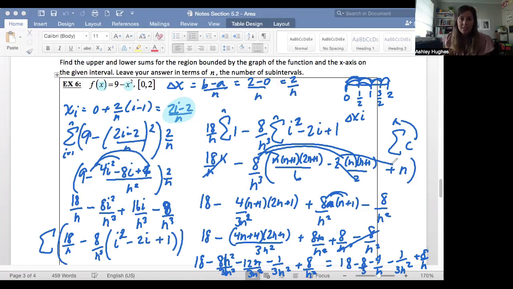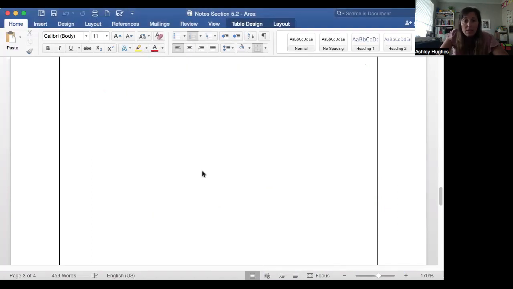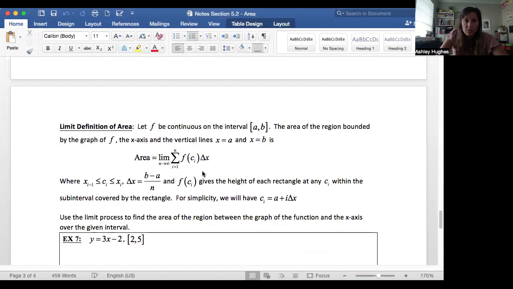So that's that. It's very long and tedious. I hope that makes a little bit of sense, but again, this is more so to show you the theory of what we're doing whenever we're finding the integral of something.